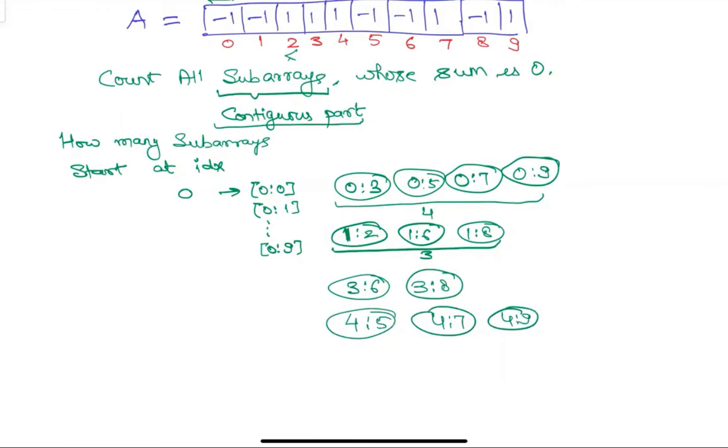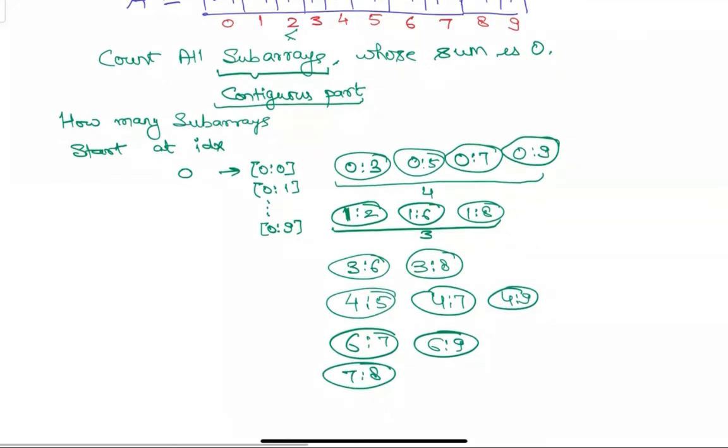Next, starting at index 5. No subarray, we don't have any. Starting at index 6: 6 to 7, 6 to 9. Starting at index 7: 7 to 8. Starting at index 8: 8 to 9.